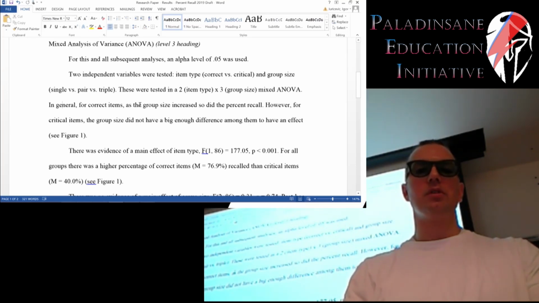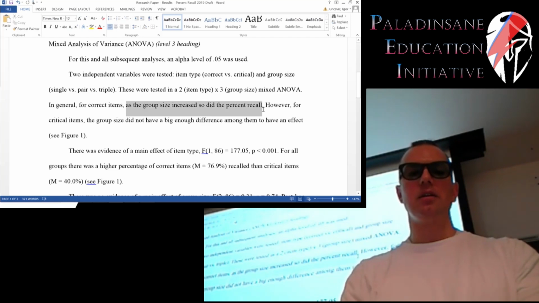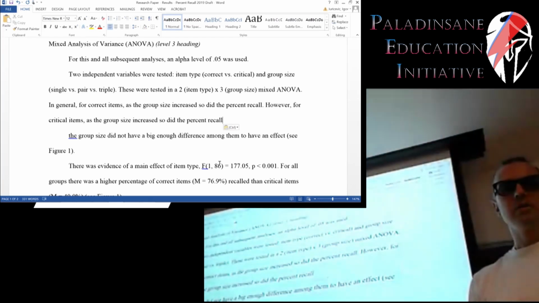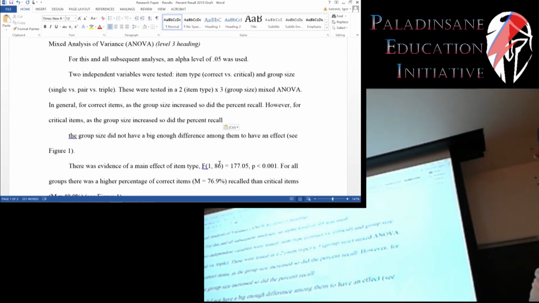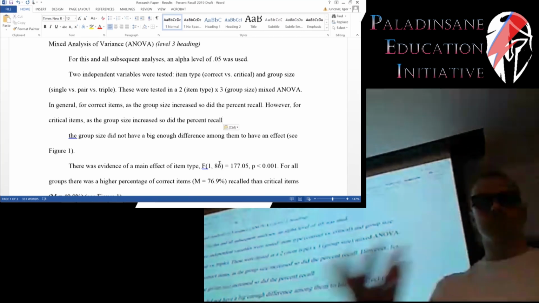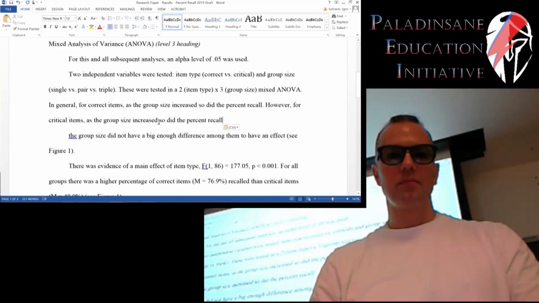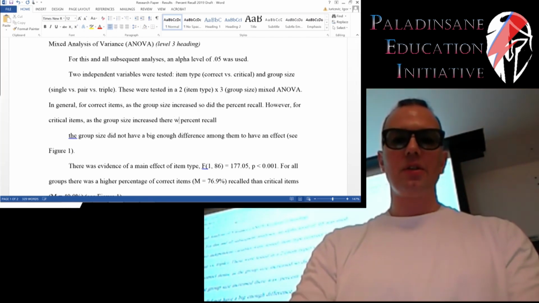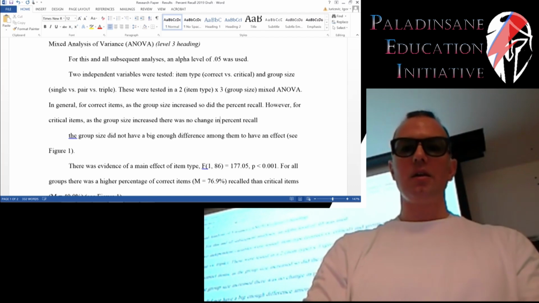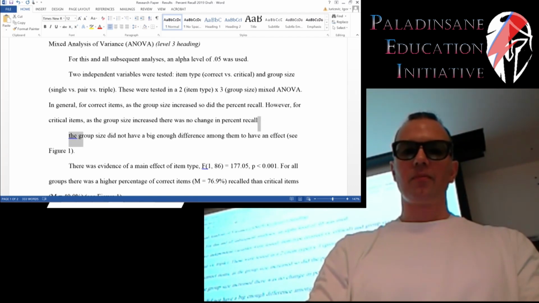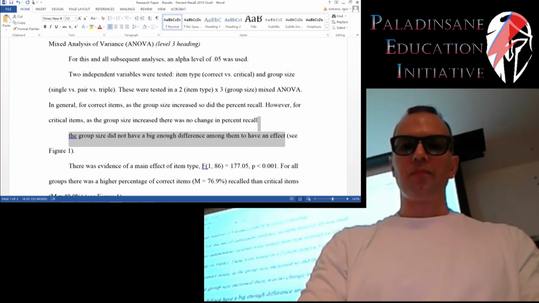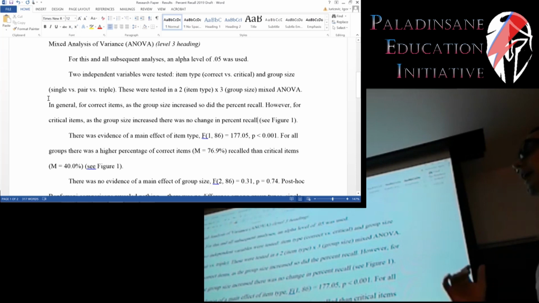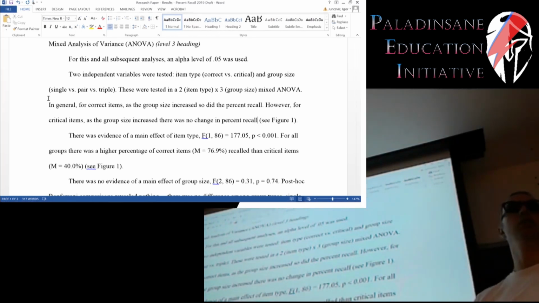However, for critical items, see if we can do that same thing again. So for critical items, as group size increased, there was no change in the percent recall. Whoops, there was no change in percent recall. All right, that one is actually, I kind of like that one. I think it's pretty straightforward. And again, notice repetition. Use that structure.